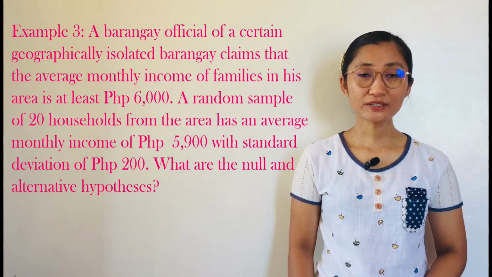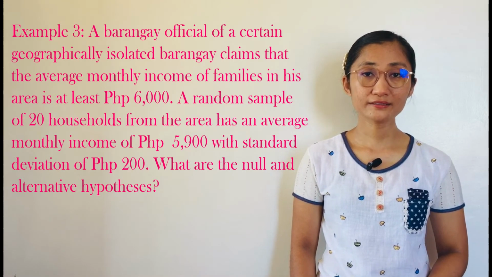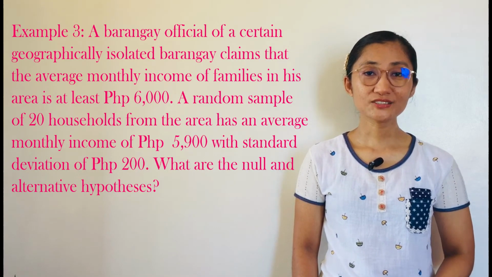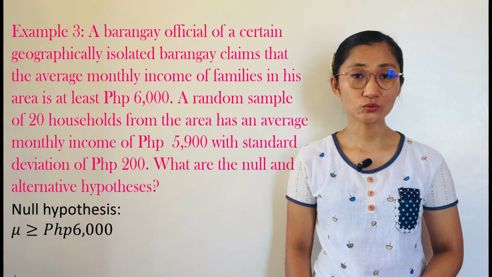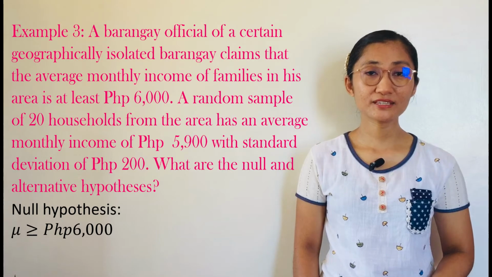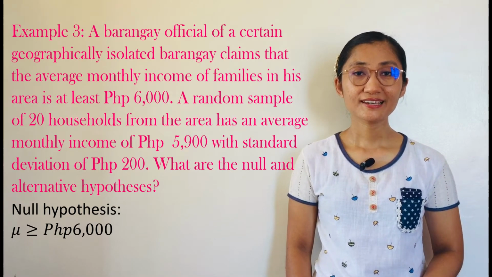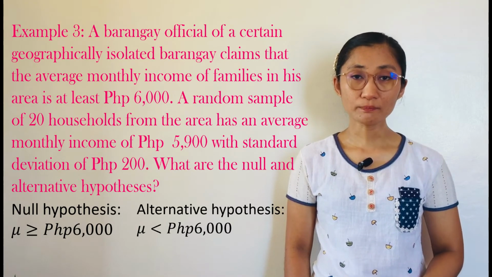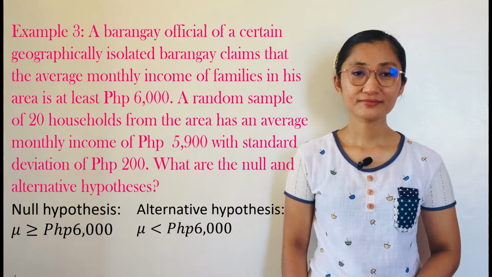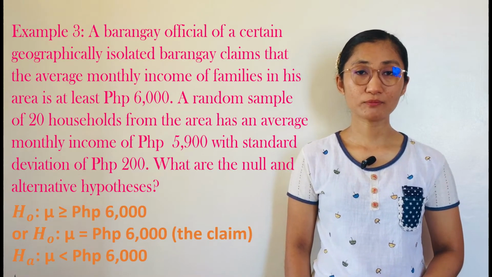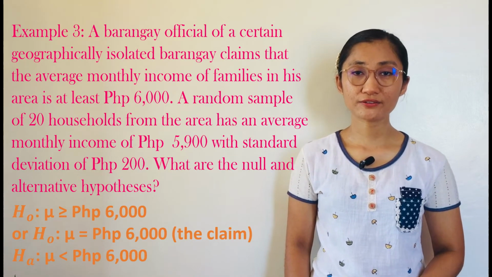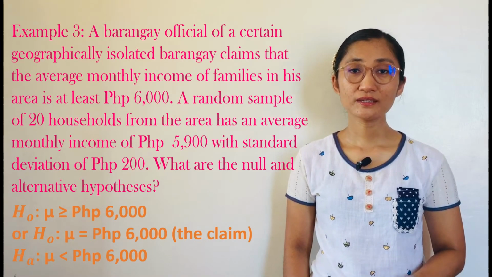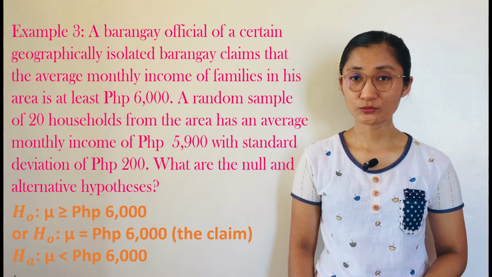For the solution, the parameter is the average monthly income, and the claim is that the average is at least 6,000 pesos. This refers to the greater than or equal to symbol, which means that the claim this time is the null hypothesis. Hence, the alternative hypothesis will use the less than symbol as the complement of the null hypothesis. That is, H sub 0 or the null hypothesis, colon, mu is greater than or equal to 6,000 pesos, or H sub 0, colon, mu equals 6,000 pesos, which is the claim.